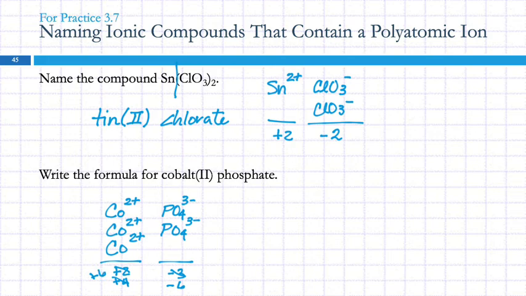Oh, okay, phew. We got there. There's 3 cobalts and 2 phosphates, because 6 is the least common multiple of 2 and 3. Right? So we would write this as Co3. Phosphate is a polyatomic ion, and there's more than one of it, so we need parentheses around it. (PO4)2.